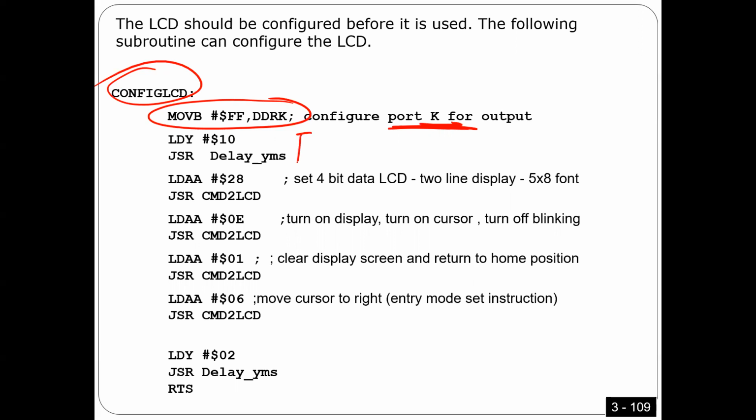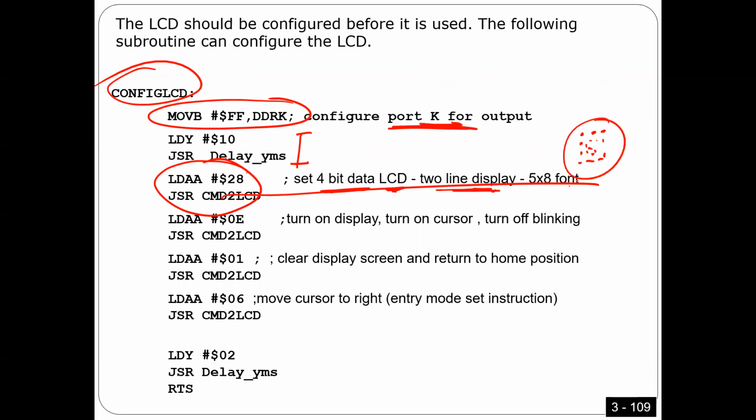Now I'm gonna wait some time because this is gonna take some time. Okay. Then this is a command. This command is used to tell the LCD this LCD should be 4-bit data, two line display, and five times 8 font. Five times 8 means 5 points by 8, every character is made of points. But anyway, this is just the initialization of the LCD. Okay, and then this one: turn display on, turn cursor on, turn blinking off. We already explained this one.